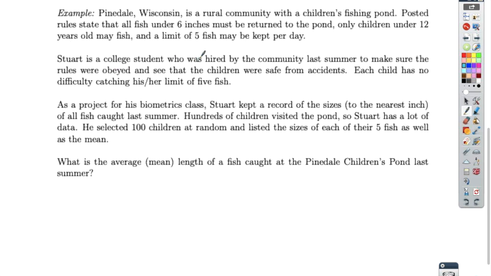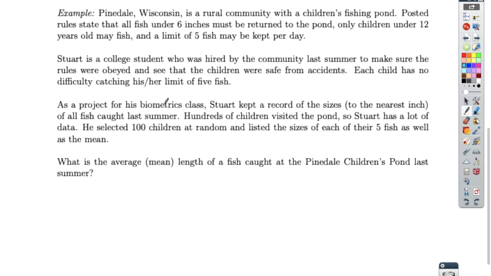Stewart is a college student who was hired by the community last summer to make sure that the rules were obeyed and to see that the children were safe from accidents. So he's overseeing this whole thing. Each child has no difficulty catching his or her limit of 5 fish. So what that is saying is assume all kids catch all 5. Everyone brings home 5 fish.